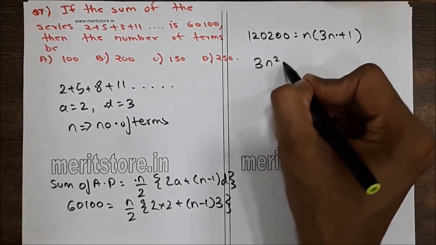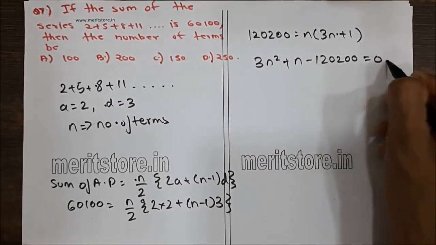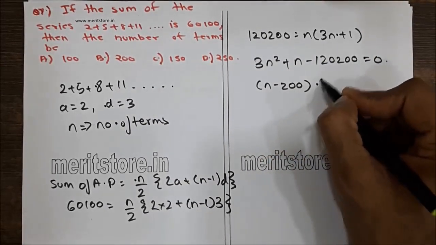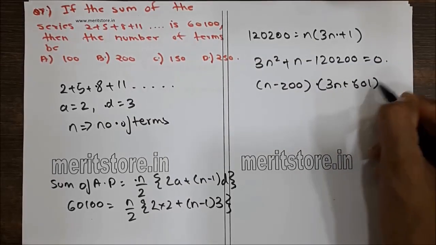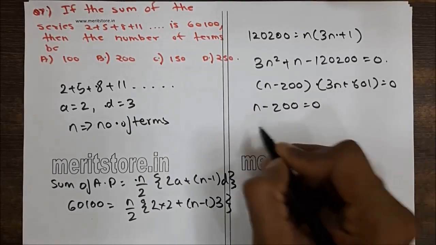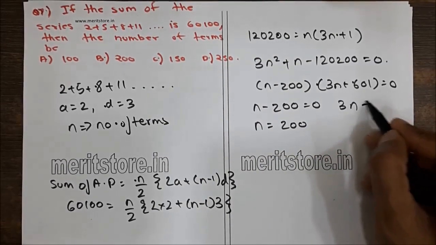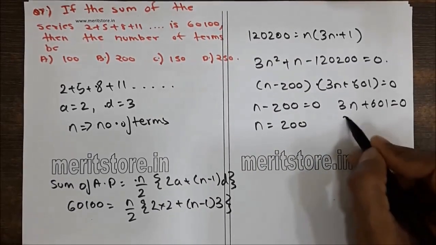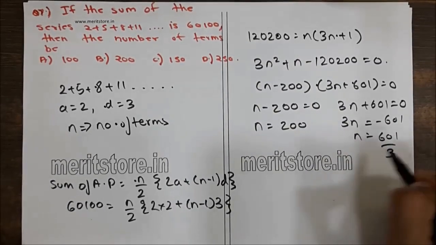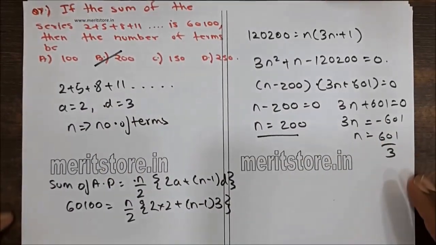So we get 3n squared plus n minus 120,200 equal to 0. Further solving this, we get (n minus 200)(3n plus 601) equal to 0. We take n minus 200 equal to 0, which gives n equal to 200, and we take 3n plus 601 equal to 0, which gives n equal to minus 601 upon 3, which is not valid. So the value is n equal to 200, which is our option B. Therefore option B is the correct answer.